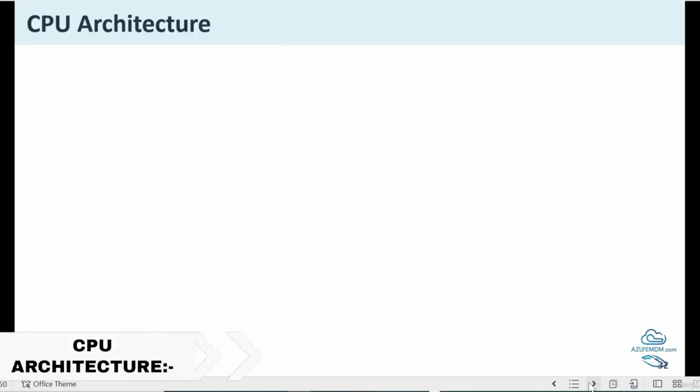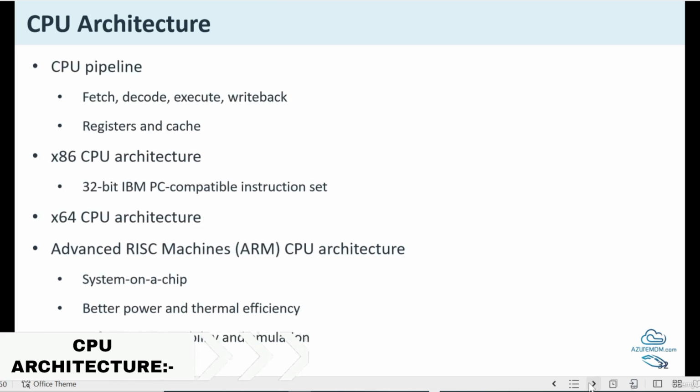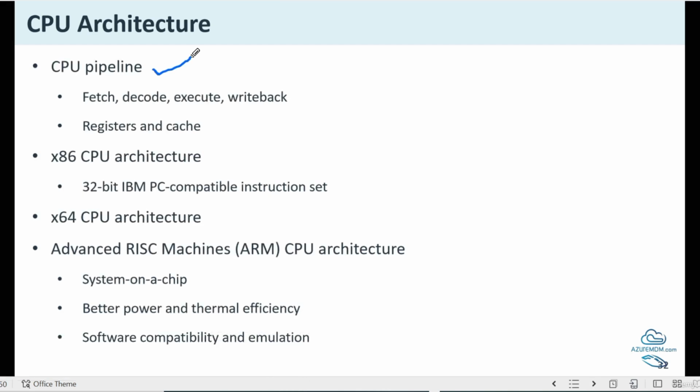So we learned about the CPU, now CPU architecture. CPU pipeline: it breaks tasks into stages like fetch, decode, execute, and write back to process instructions faster, like an assembly line. The CPU grabs an instruction, that is fetch, understands it, that is decode, performs the task, that is execute, then saves the result right back. Registers and cache: registers are tiny, super fast storage inside the CPU, while cache is slightly larger quick-access memory for frequent data.